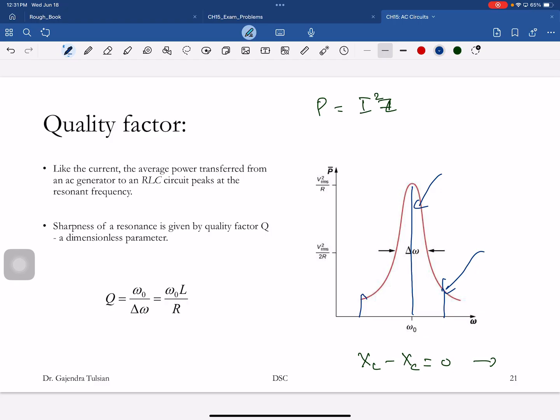And the narrower this thing is, then what is the advantage of having narrower, higher quality factor? You get a clearer sound, you have less noise. You can have more signals. Very good. You can have a station here, you can have a station here, you can have a station. And so the narrower that thing is, the better the quality of your tuning circuit.